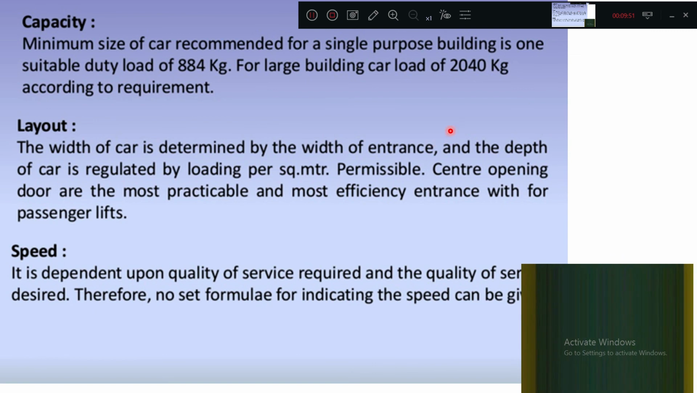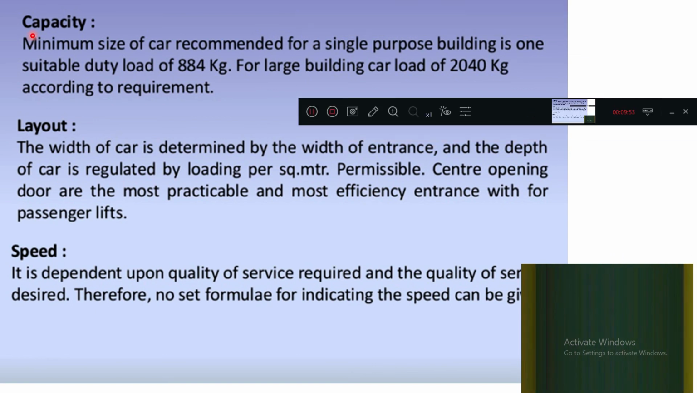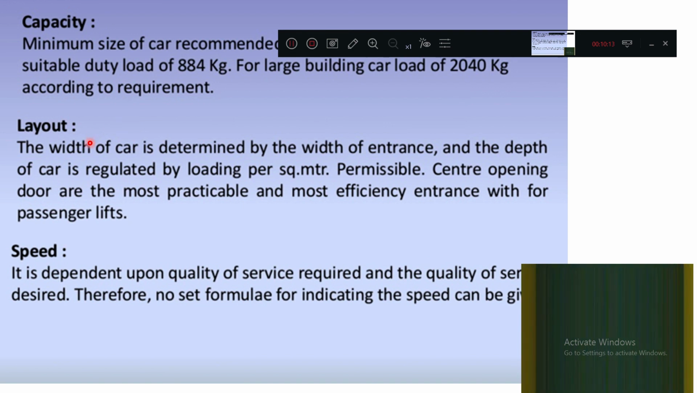Capacity. What do you mean by this capacity? The minimum size of the car recommended for a single purpose building is one suitable duty load of 884 kg. For larger buildings, car load of 2040 kg. Okay, what about this layout?